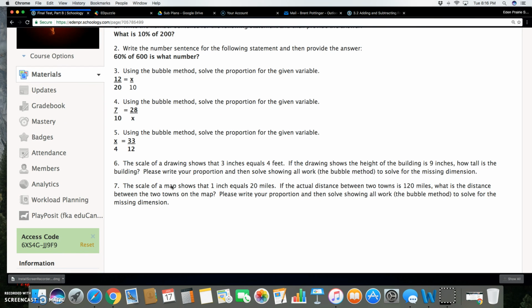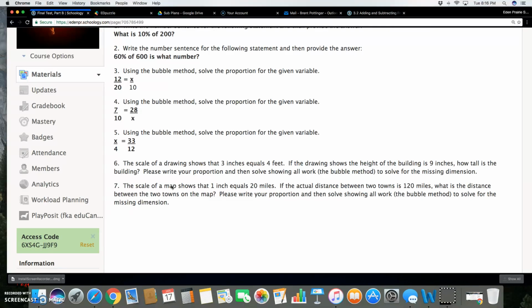Number 6 says the scale of a drawing shows that 3 inches equals 4 feet. That's your scale factor. The drawing shows that the height of the building is 9 inches. How tall is the building? You need to set up your proportion, use the bubble method to solve for your missing piece of information, and then give that answer. So again, write your proportion, show your work, which is the bubble method, and then give the final answer.